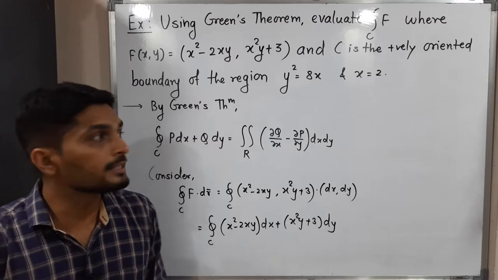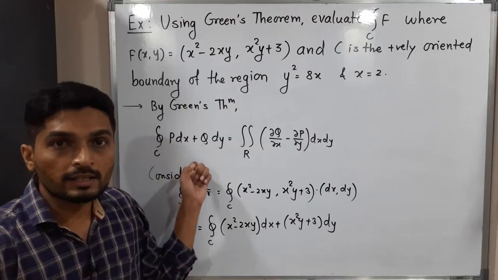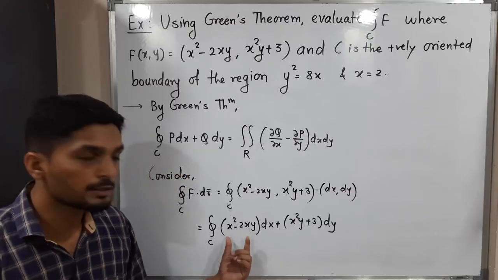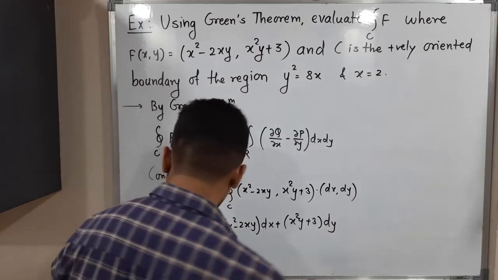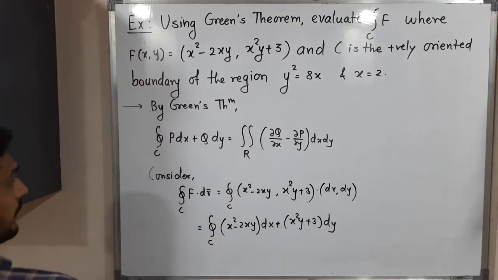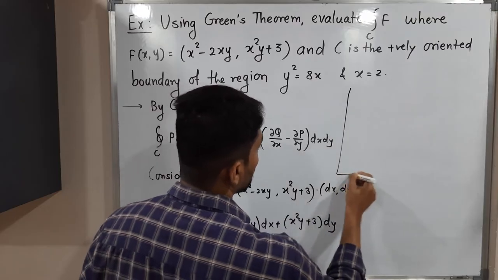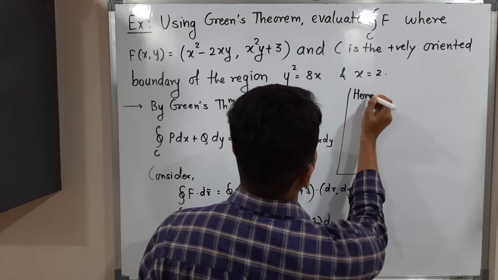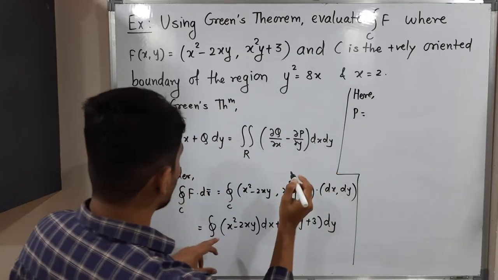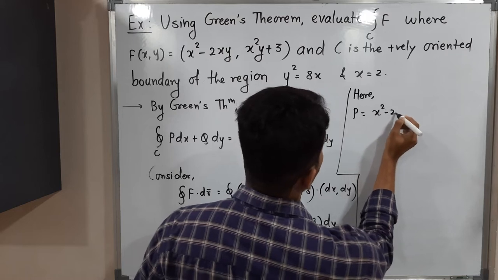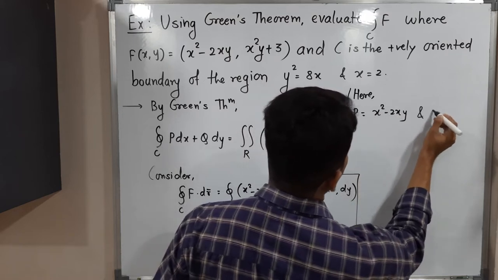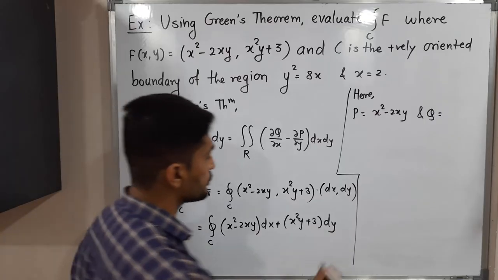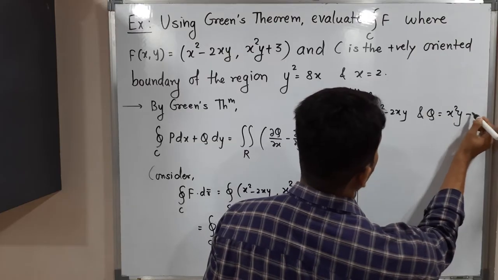So now it is very easy to compare the left hand side of Green's theorem and this integral. The multiple of dx is P and the multiple of dy is Q. So what is our P? Our P is the multiple of dx, which is x square minus 2xy, and Q is the multiple of dy, which is the second bracket. So this is our Q, x square y plus 3.